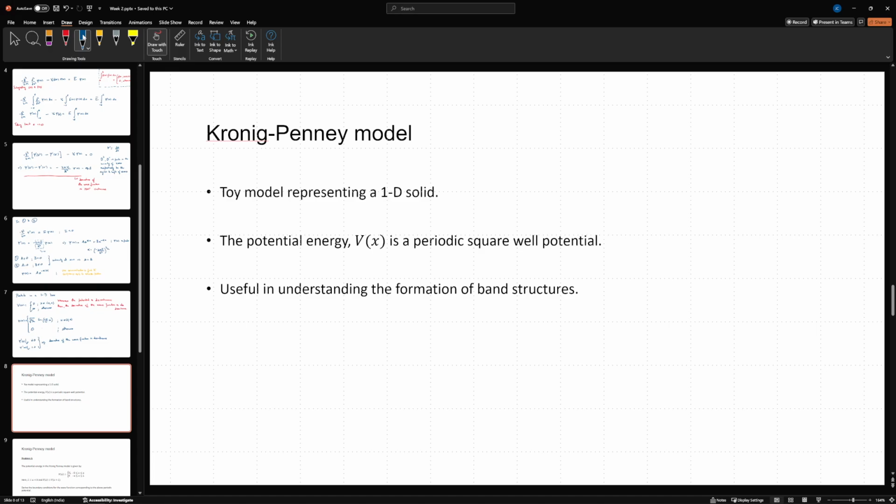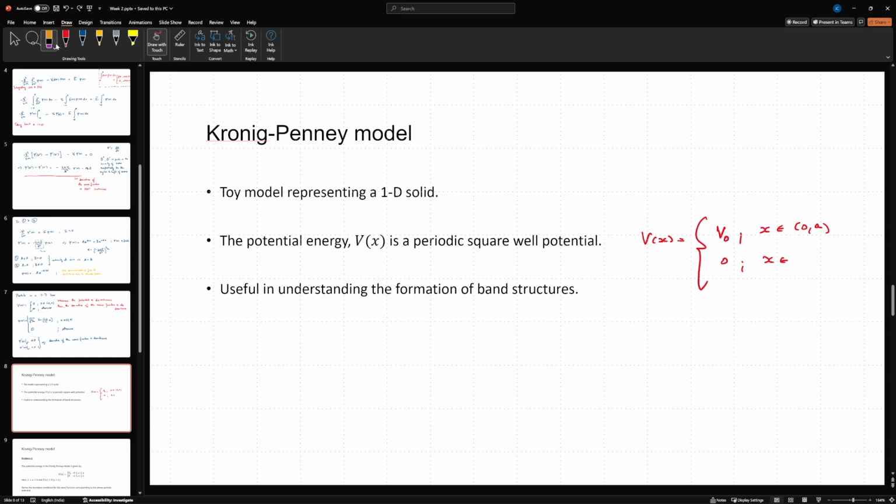However, this toy model will allow us to understand many of the salient features of periodic systems. So first, what is the potential in the Kronig-Penney model? The potential is of this form. V of x is equal to some V naught for x belonging to 0 to a, and 0 for x belonging to a to b.